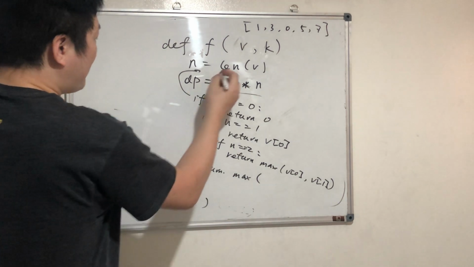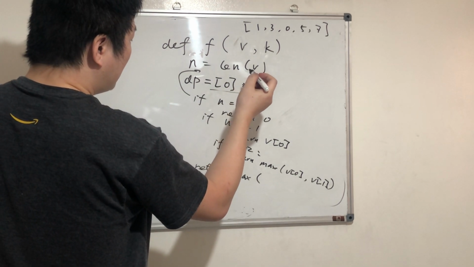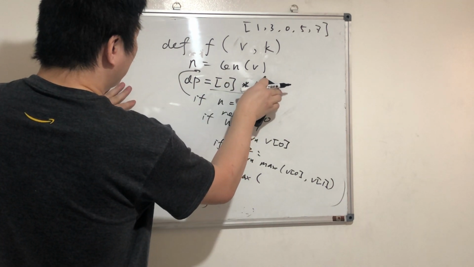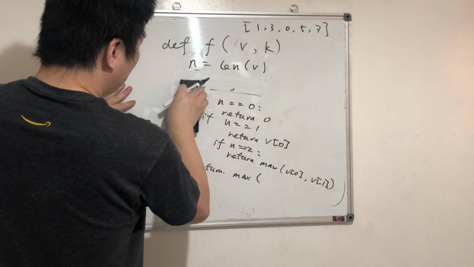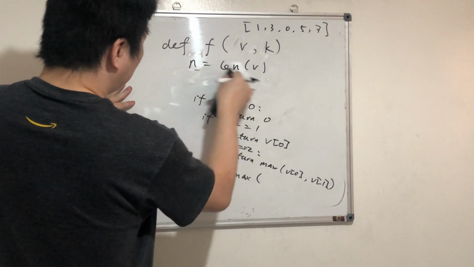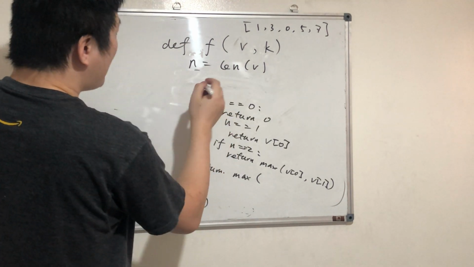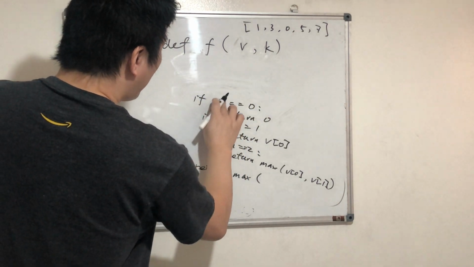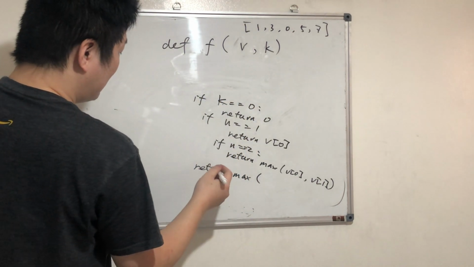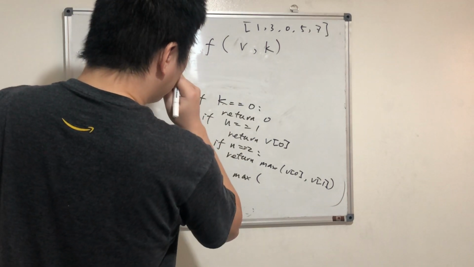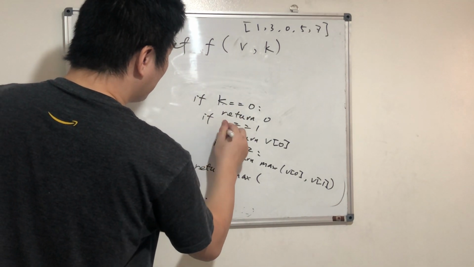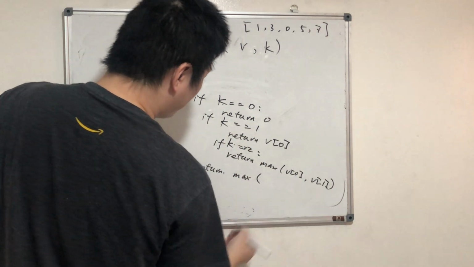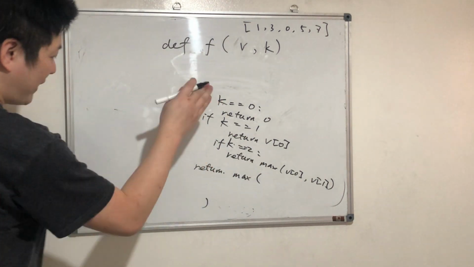So look, if n equals... actually, this value should be put outside. Okay. So look, if k equals 0, return 0. If k equals 1, return v1. If k equals 2, return v2. Return, okay, I'll fix it later, okay?